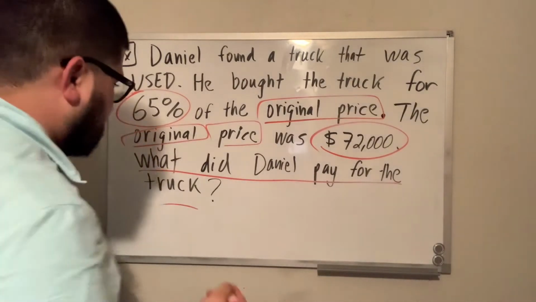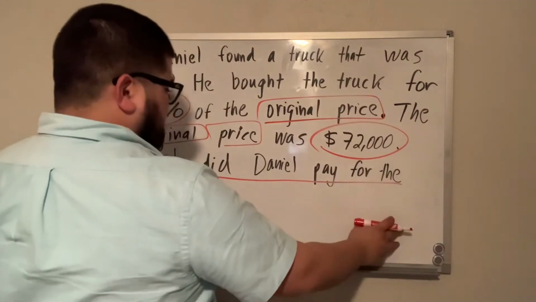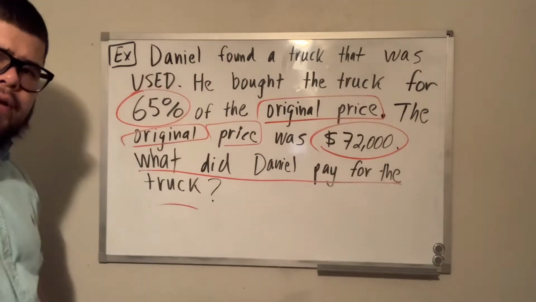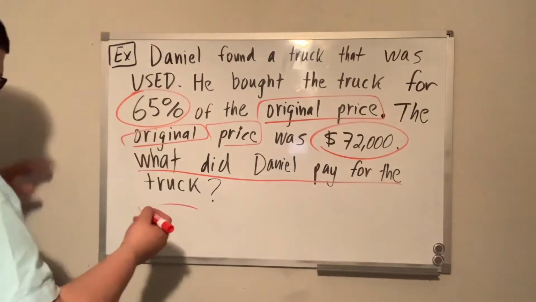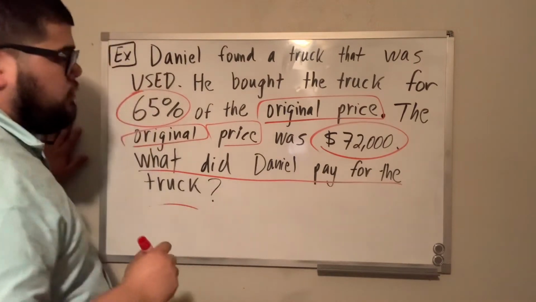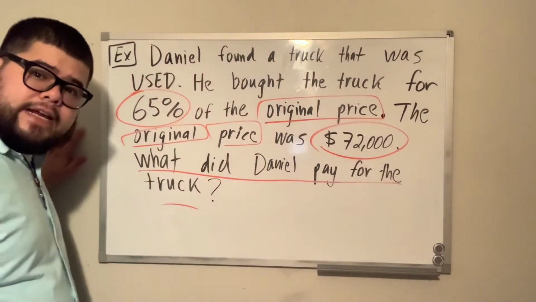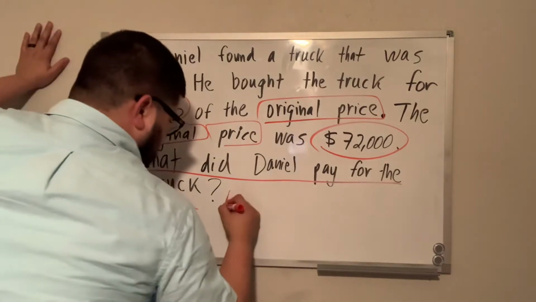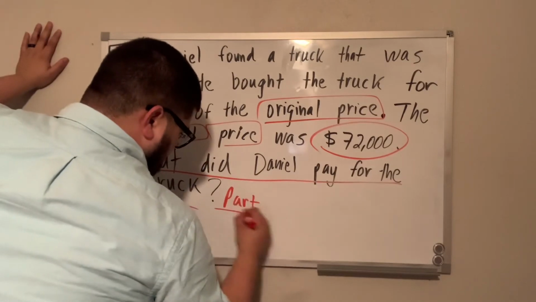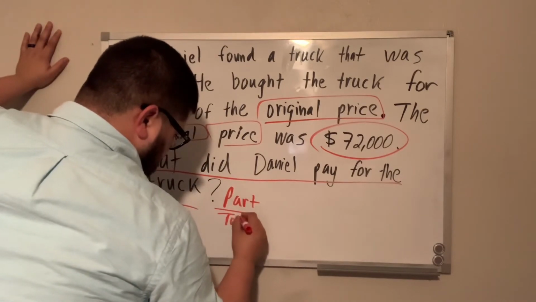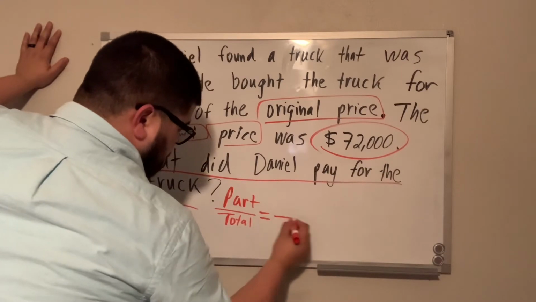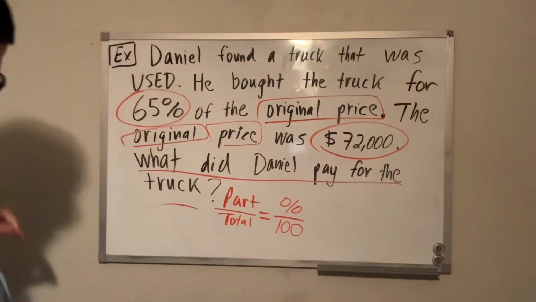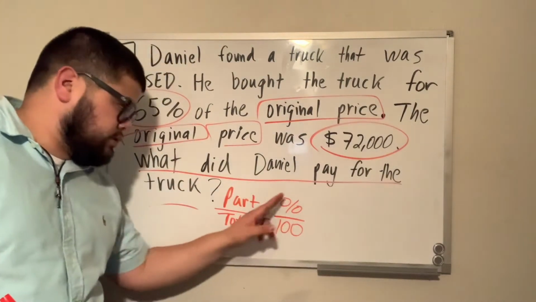Now we're going to solve. So I'm going to write my percent proportion down here, so you can still have this on the paper, but eventually I will erase this to do the work. Okay, there's going to be a little bit of work for this one. We're going to need the percent proportion, which is part over total equals percent over 100. Part over total equals percent over 100.